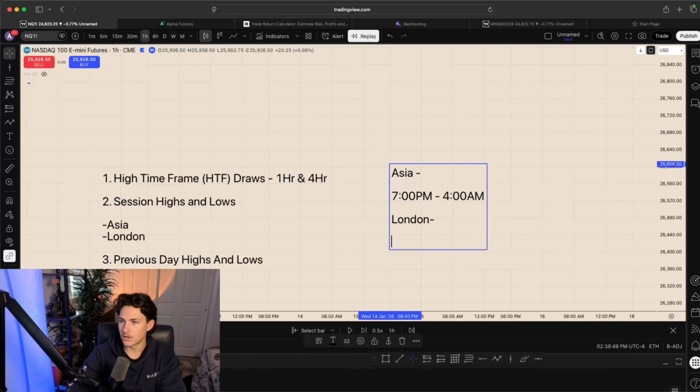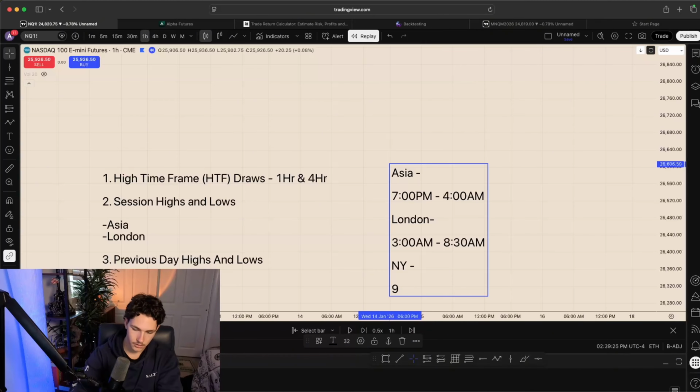London session starts at 3 o'clock in the morning, a.m. for you people, and goes until 8:30 a.m. Why 8:30? Because 1 hour before the New York session opens is pre-market. New York is 9:30 a.m. to 5 p.m.